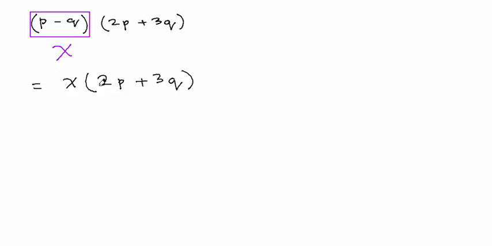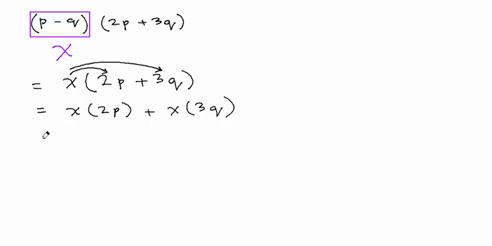The idea is to distribute this x on the 2p and the positive 3q inside the parentheses. And then of course we shouldn't forget to replace x with its actual value p minus q. Remember, we are using x for our own convenience so that we can understand the problem better. There's no x in the given problem. There's only p and q. So this is going to be x times 2p plus x times 3q.